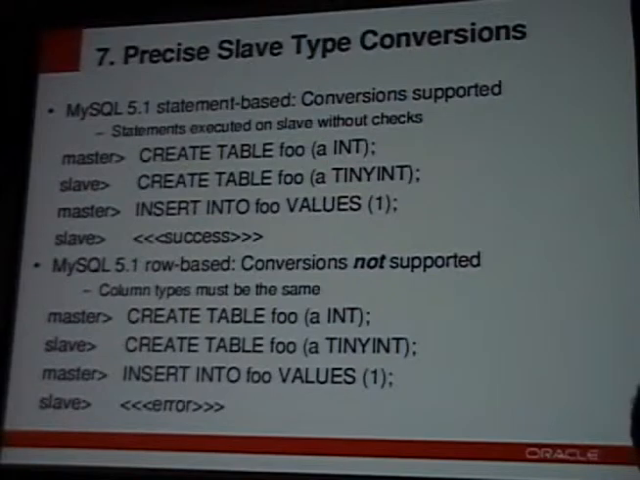So going into a little bit more detail. If you have a create table with an int on the master and a tiny int on the slave, then if you use statement-based replication, this works, and it works in 5.1. If you use row-based, then we do not support conversion. So if you have an int here and a tiny int here, you will get an error saying that we cannot do this insert because the type has changed.